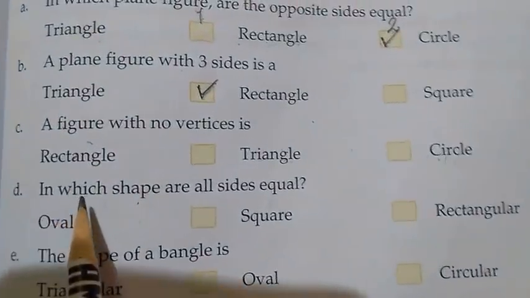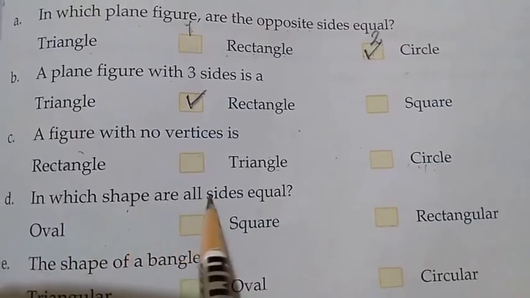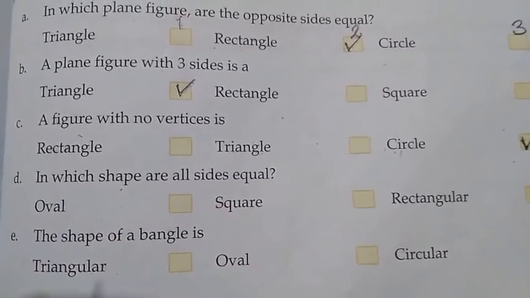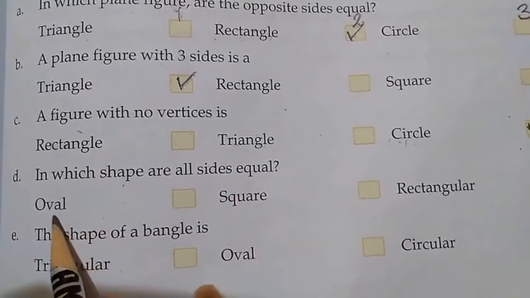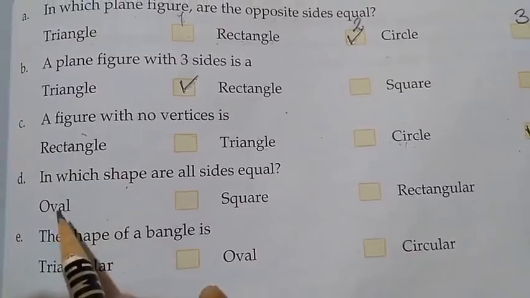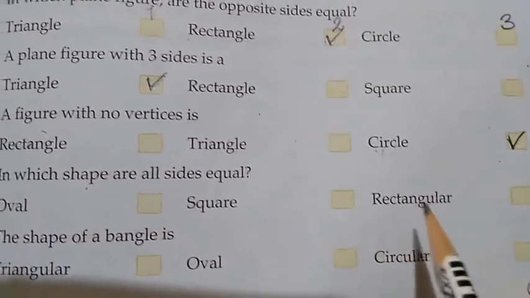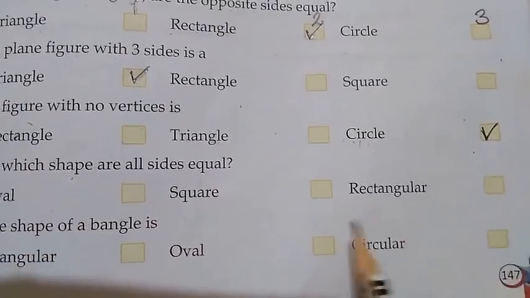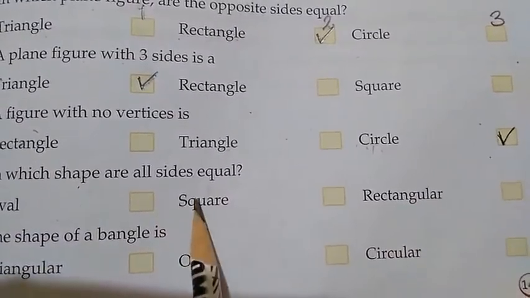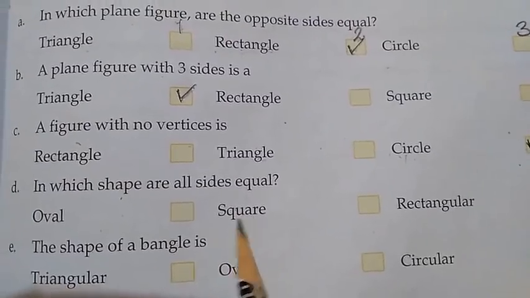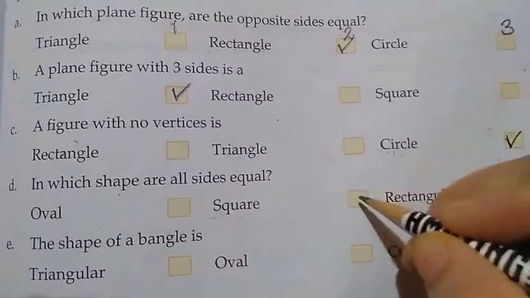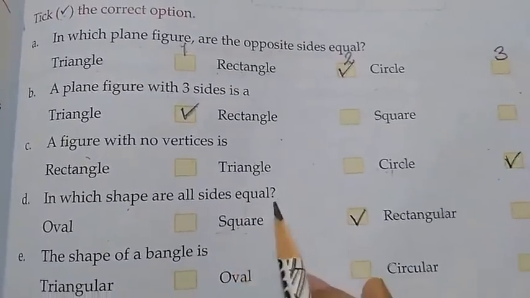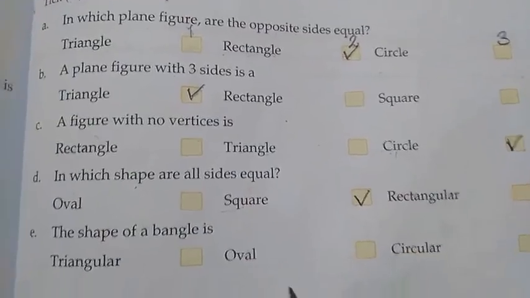Now D is, in which shape are all sides equal? Which shape has all its sides equal? Oval has no side, no corner. It does not have any side only. Rectangle has equal opposite sides. A rectangular shape has equal opposite sides. So which shape has all the sides equal? A square. Our second option is correct, so we will tick on the second box. A square has all 4 sides equal.